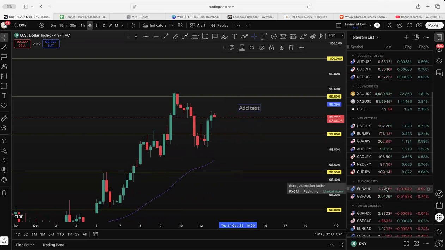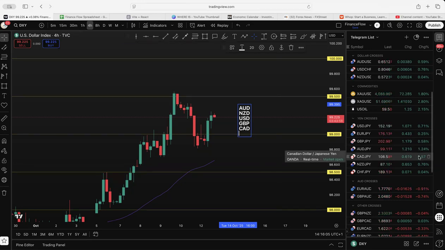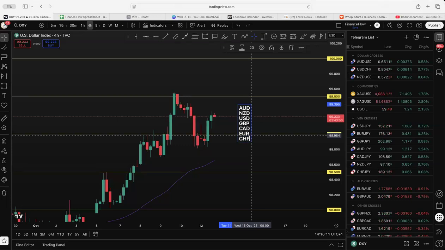So we've got at the top, let's just have a look at all of this here. So we've got obviously AUD, we've got NZD, we've got USD, we've then got GBP, we've then got CAD, then Euro, Swiss, and then JPY. All right, that is the current strength of pairs.